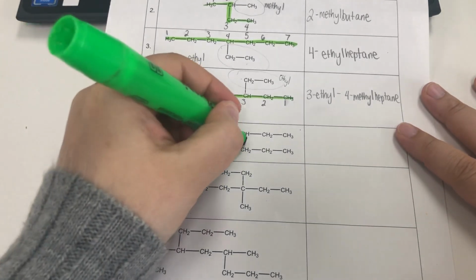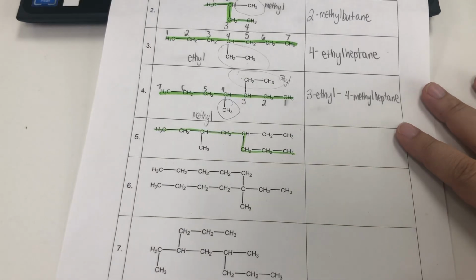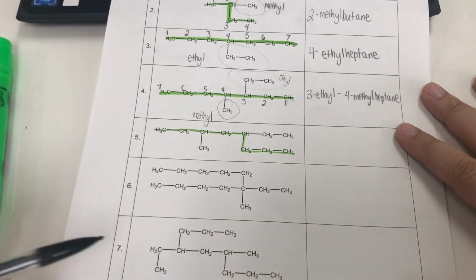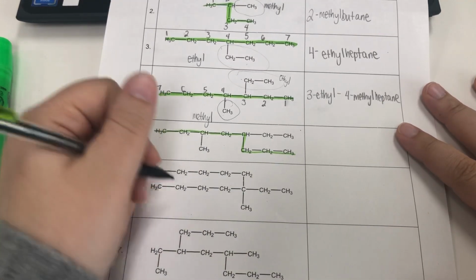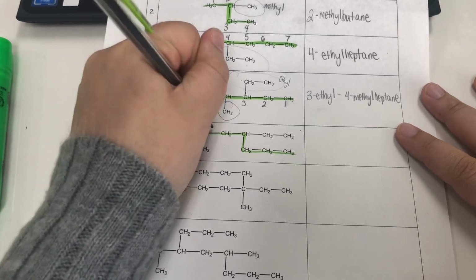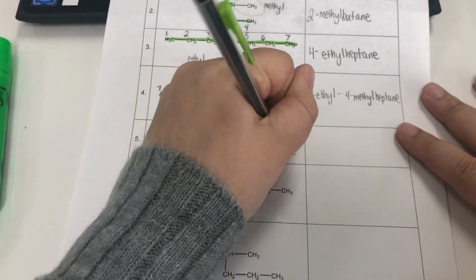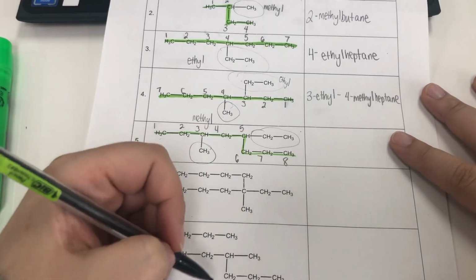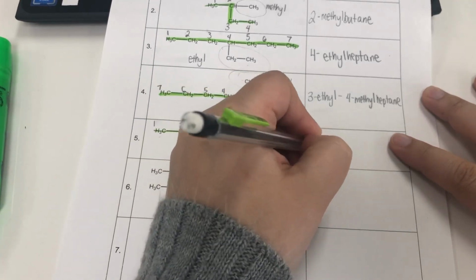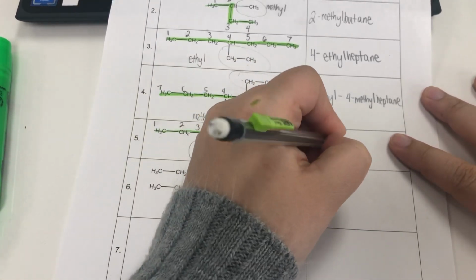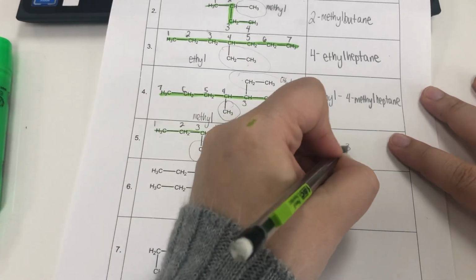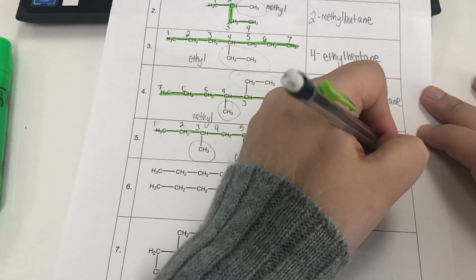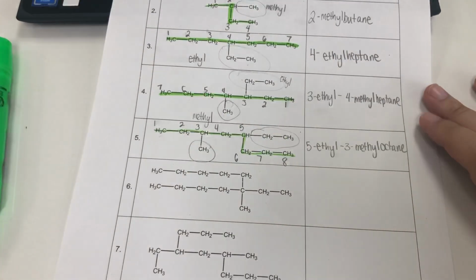1, 2, 3, 4, 5, 6, 7. I'm going to speed up the process from now on. I got a 1, 2, 3, 4, 5, 6, 7, 8. I'm going to number it that way so that my side chain comes off of 3. I got an ethyl and a methyl. I want my ethyls to come first. So this is a 5-ethyl-3-methyl octane, because I have 8 in my parent chain.